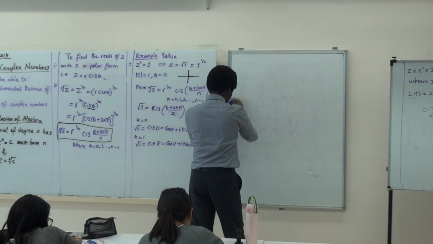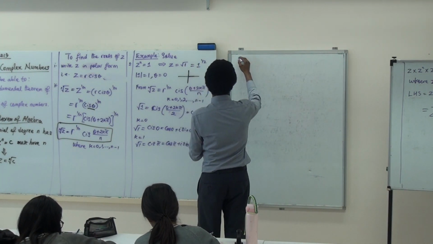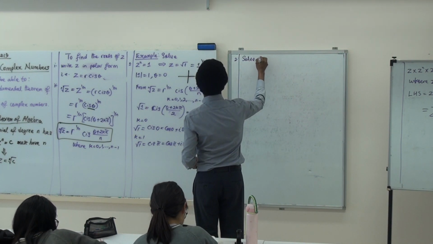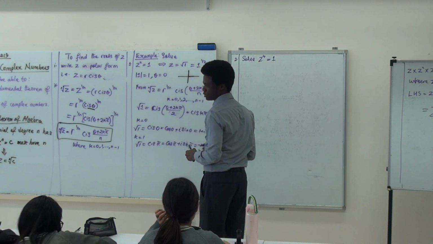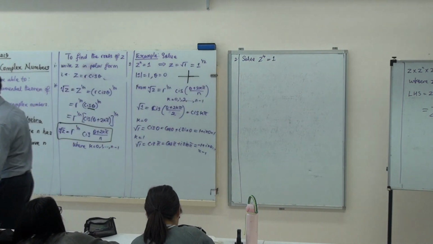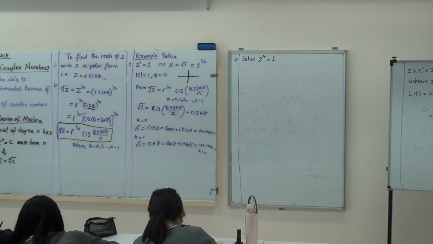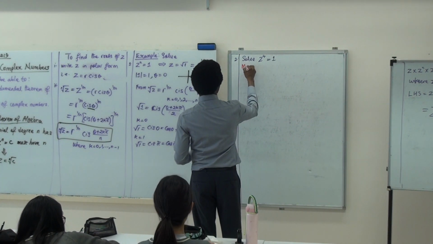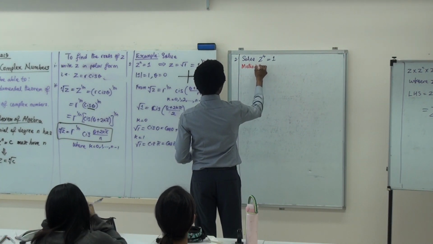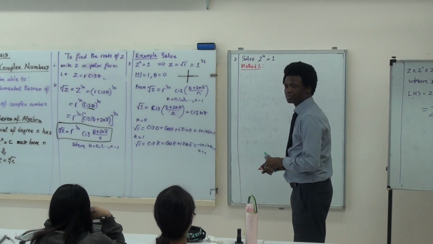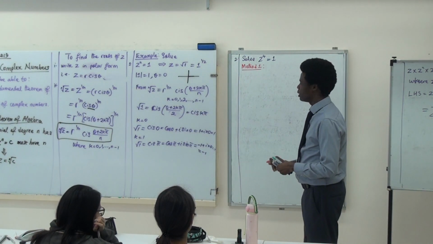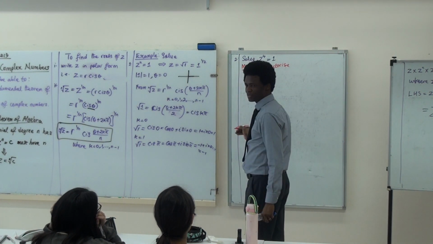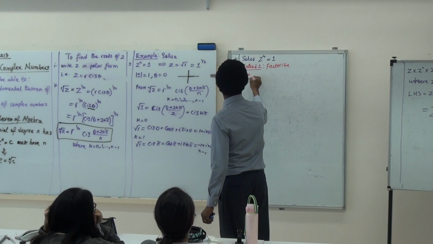And to see how interesting this is, we're going to do that in 2 ways. Solve z to power 4 equals 1. Everybody please look up. Everybody please look up now. Bradley, can you make sure you are here? Yeah, good, okay. Everybody please look up. The first method, let's factorize and see what happens. z to power 4 minus 1 equals 0.